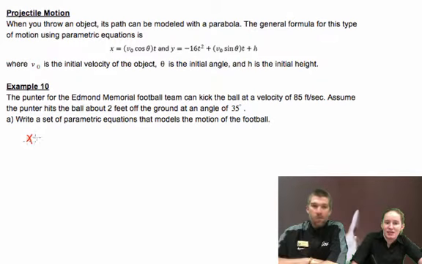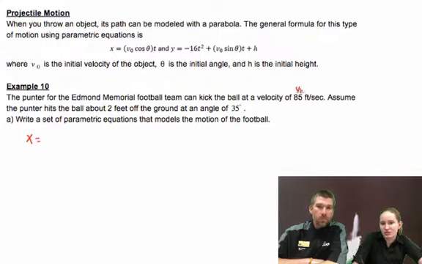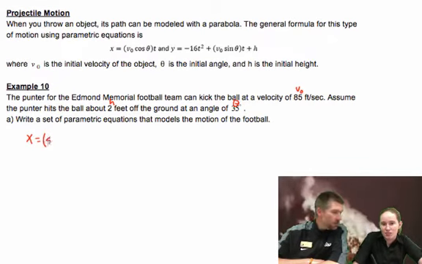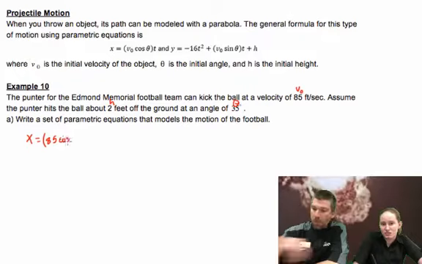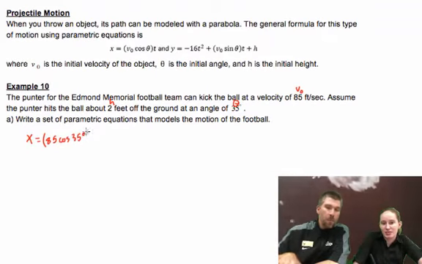All right, so X equals, in the paragraph here, we've got information. Our initial velocity, our V naught, is 85. Our initial height is H. Our theta is 35, so we just got to fill it in. That doesn't sound too tough. Keep in mind, this is in degrees.